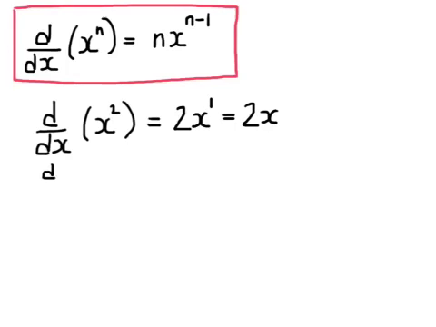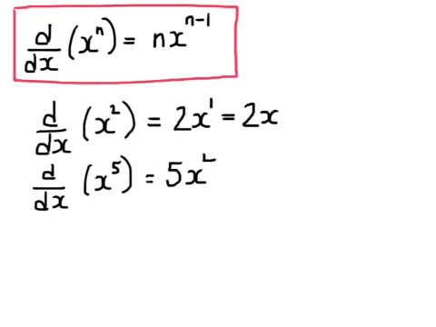If we look at a second example, differentiate with respect to x to the power of 5. In this particular example, n is 5. So the 5 will go in front of the x, and we will then reduce that 5 by 1 to differentiate x to the power of 5. So that will give us 5 times x to the power of 5 minus 1, which is 4. So that's our final answer, 5x to the power of 4.